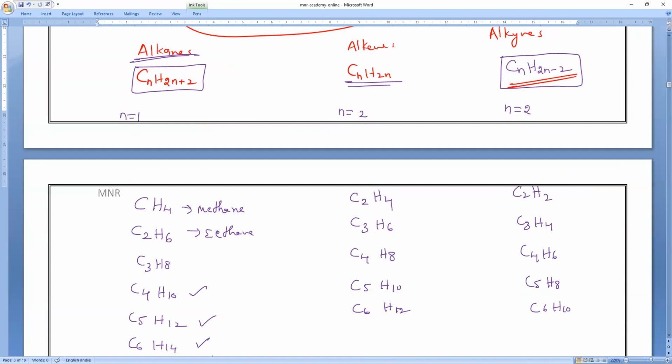Now I'll ask you one question. Suppose methane has some chemical properties, does ethane also have the same chemical properties or different ones? If methane reacts with some element, then will ethane also react or not? And if ethane reacts, propane won't react? If propane reacts, butane won't react? Yes or no? That is what is called a homologous series.